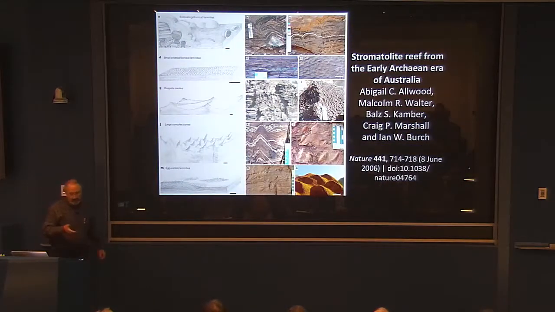And Abigail Allwood, who's now at JPL, described all sorts of different morphologies of these stromatolites in the Strelley Pool Formation that correlate with water depth and therefore represent different kinds of microbial communities 3.5 billion years ago. And the different morphologies tell us that life was complex by then, that we've basically got an ecology already established that long ago.